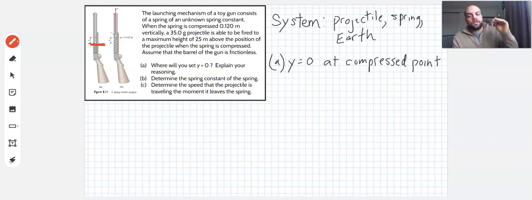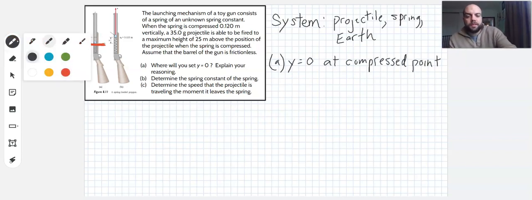You could set it at the place where the projectile is fired. You could set it 4 meters above that. It doesn't matter. So you can set y equals 0 anywhere. There is just an easier way to do this if we make it at the lowest point of motion.